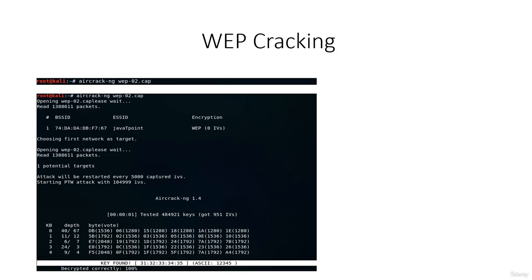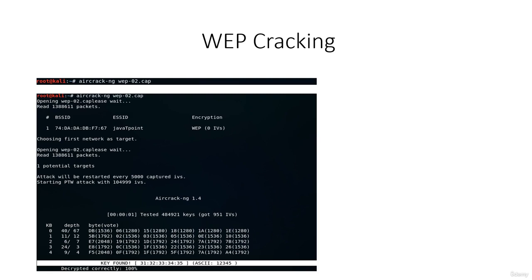So once we decrypt the key, we can just press Ctrl C to cancel the running window, because otherwise it will continue to run, continue to track the packets, etc. So just press Ctrl C to cancel the data capture.